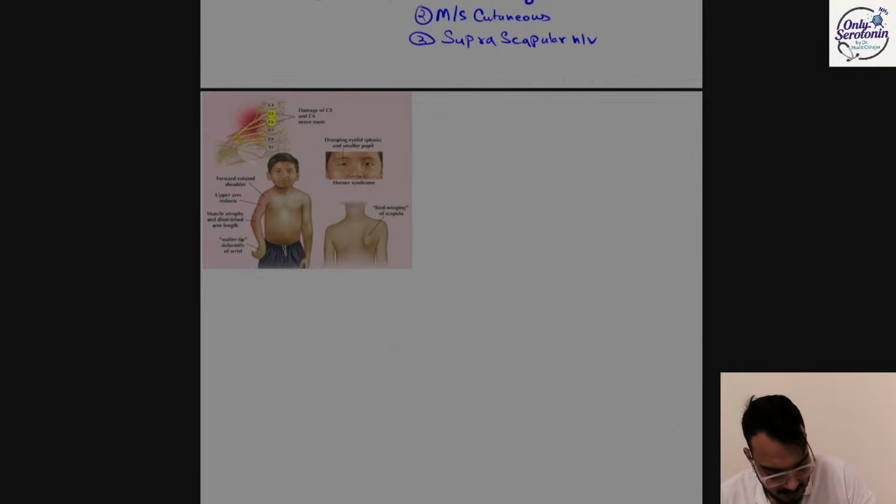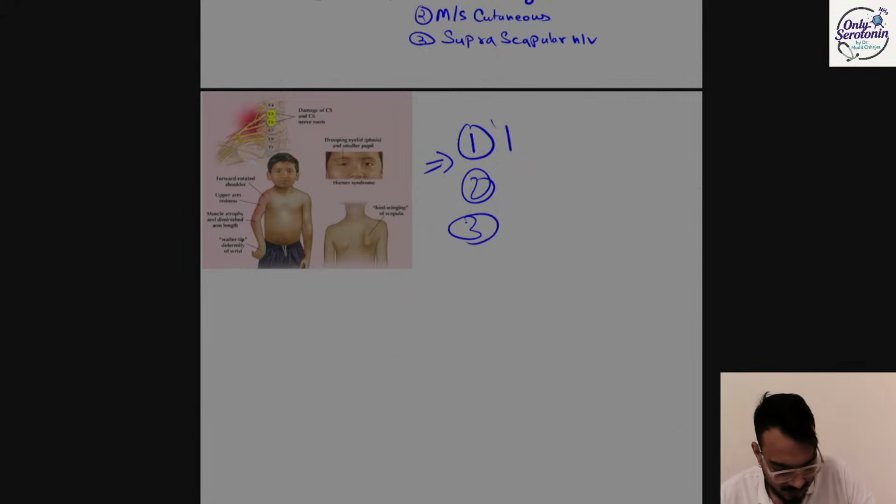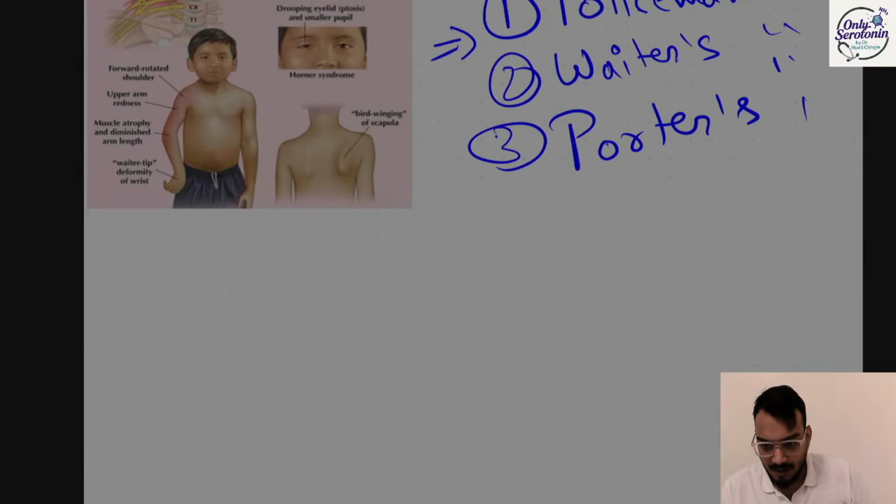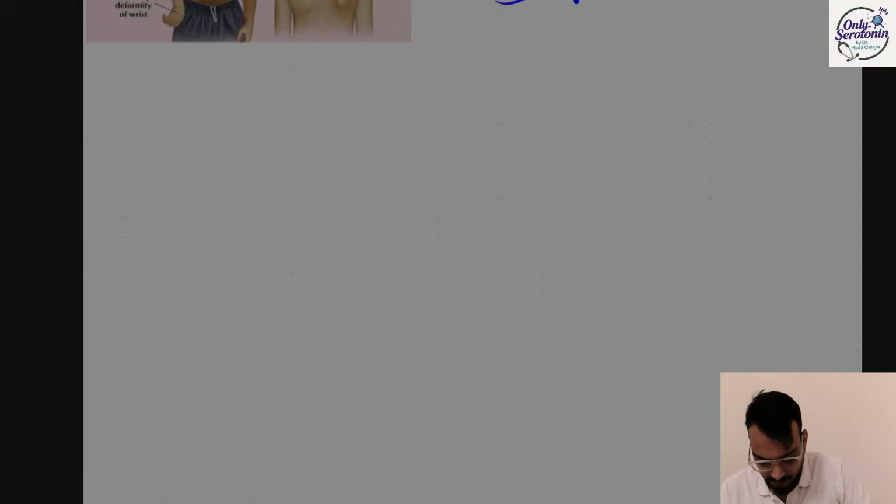This Erb's paralysis is also known by three different names. The first name is policeman tip deformity. The second name is waiter's tip deformity. And the third name is porter's tip deformity. All these are the names of my Erb's paralysis. Okay, guys. Now, next is Klumpke's paralysis.